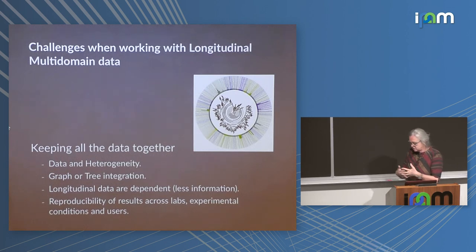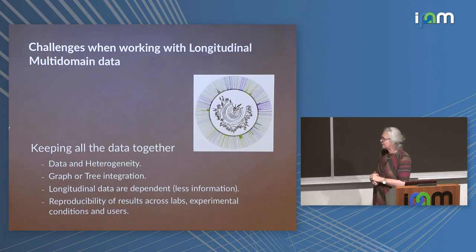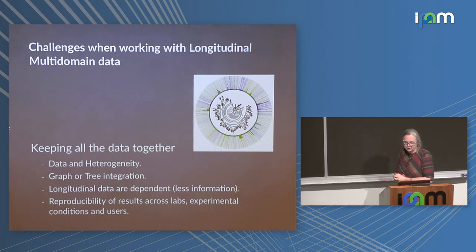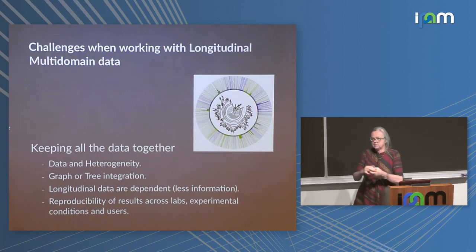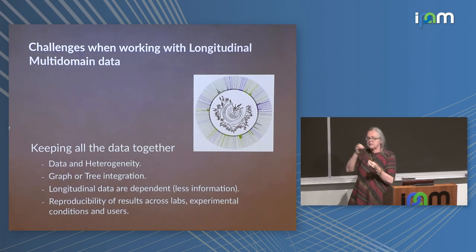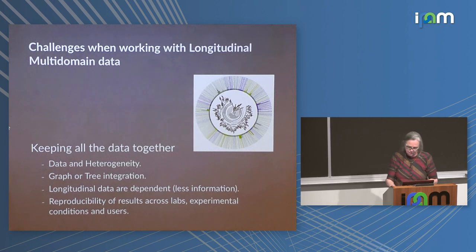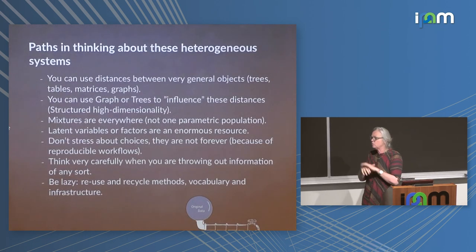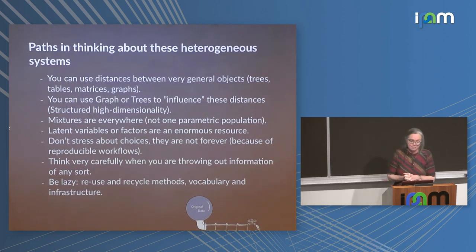And the other challenge is, how do we keep all the data together? That is, we have graphs and trees. You'll see metabolic networks and phylogenetic trees. And we want to be able to keep this and the links between all the parts together. So that's a challenge. And let me just tell you the way I think about it and some of the things that I'm going to try to explain to you ahead of time.